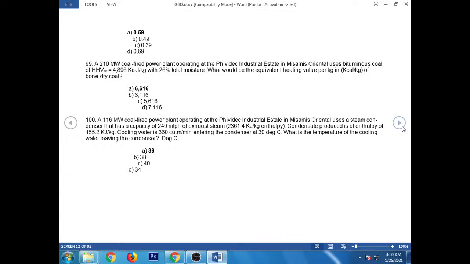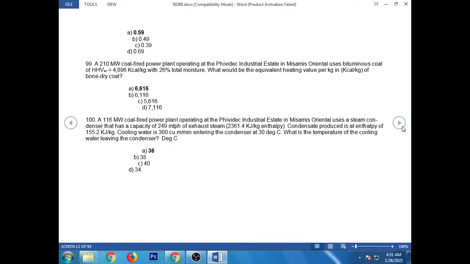A 210 megawatt coal-fired power plant operating at the Villanueva Industrial Estate in Misamis Oriental uses bituminous coal of HHV AR equal to 4,896 kcal per kilogram with 26% total moisture. What would be the equivalent heating value in kilocalorie per kilogram of bone-dried coal? Answer: 6,616.